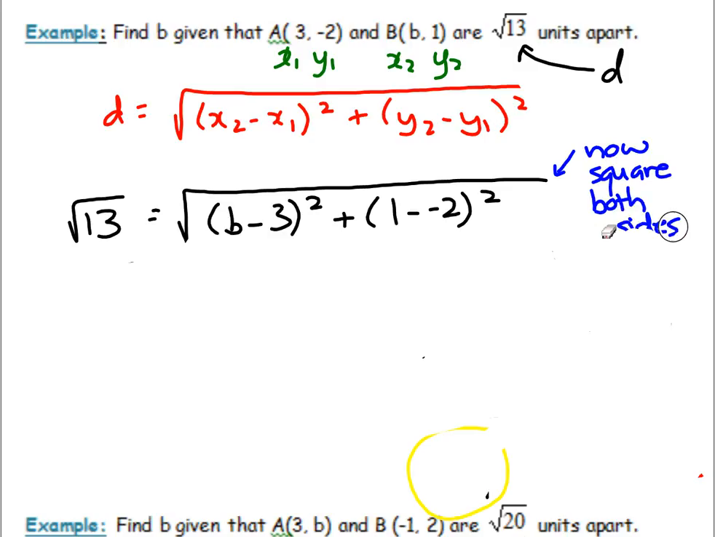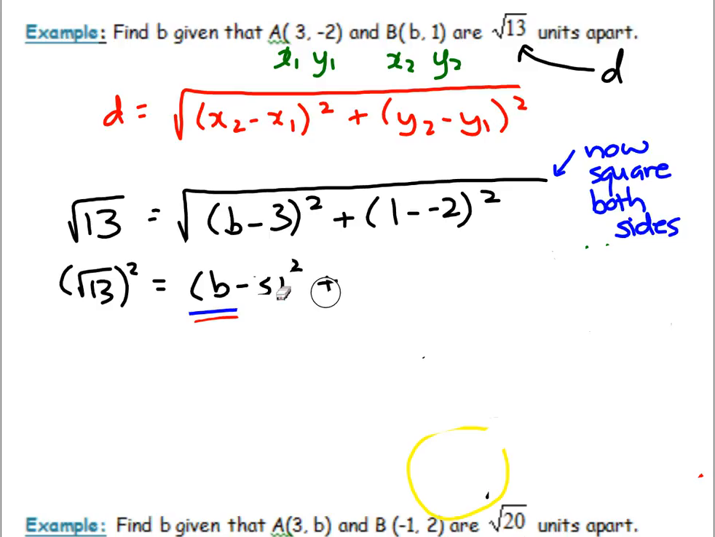That's what I'd suggest. So just to show the working out for that, maybe put that in brackets, square root of 13 squared equals, and then notice that the square root sign is just gone from this side, which makes life easier. And I happen to work out 1 minus -2 is 3, so that would become 3 squared here. You've still got your b minus 3 all in brackets squared right here.